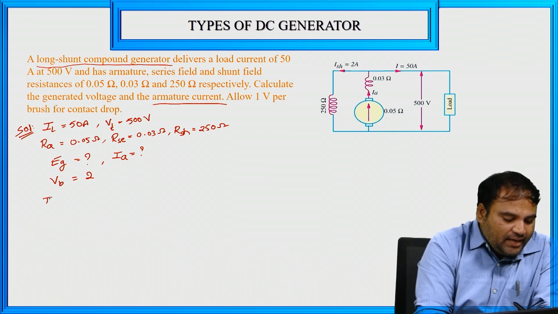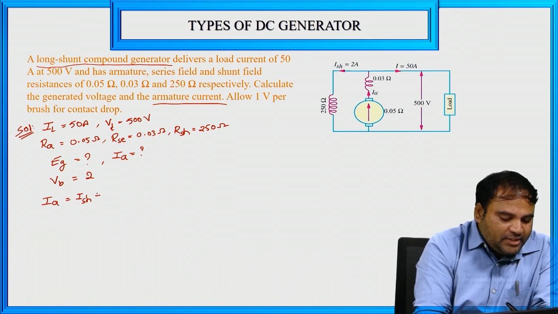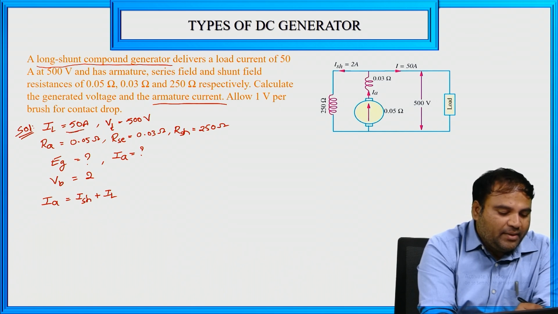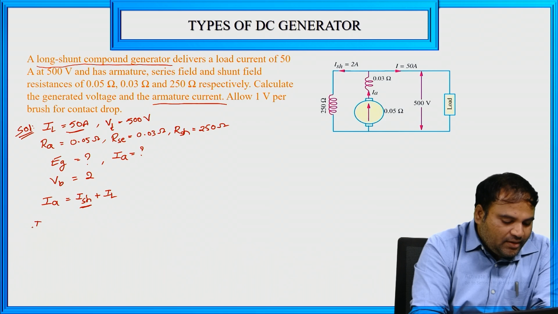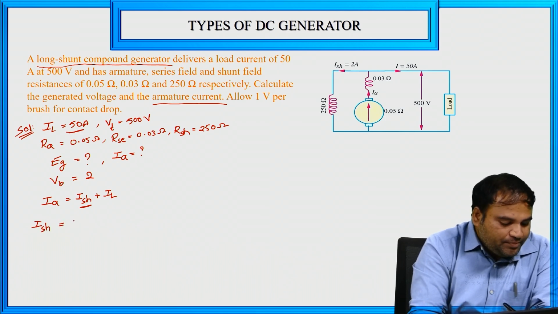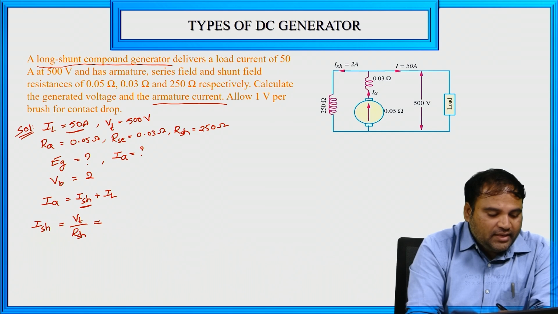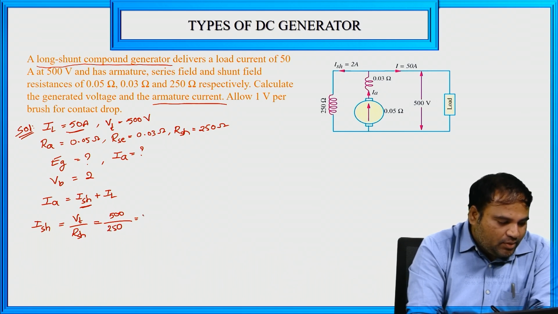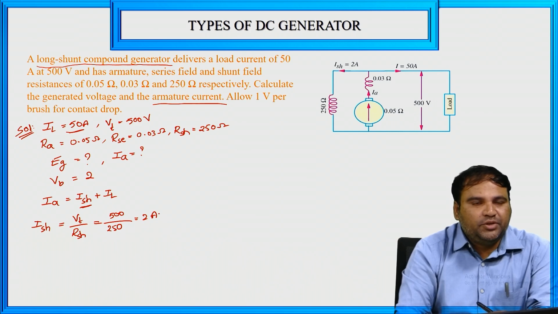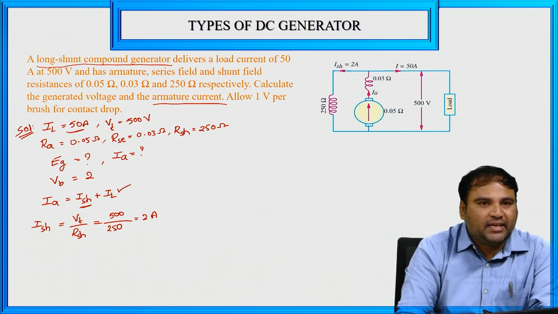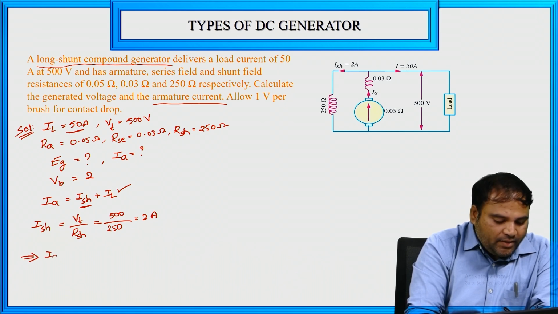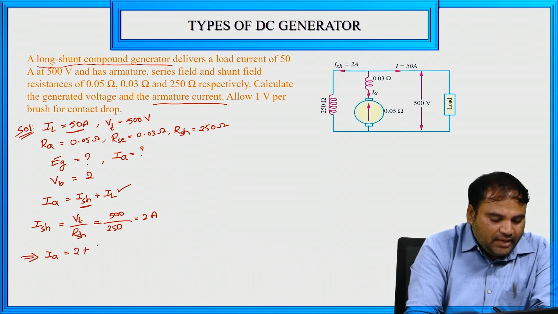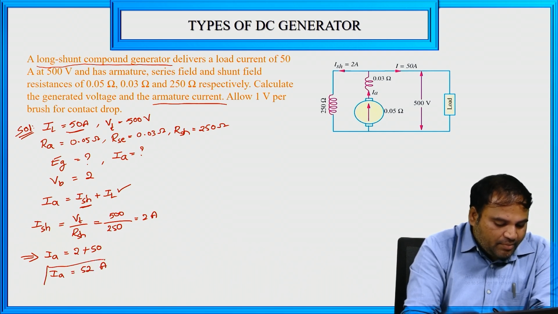Armature current Ia equal to ISH plus IL. Already we know the IL value, that is 50 amperes. Now we need to calculate the shunt current ISH, which is equal to Vt divided by RSH, that is 500 divided by 250, equal to 2 amperes. Substituting, Ia equal to ISH 2 plus IL 50, so armature current Ia equal to 52 amperes.